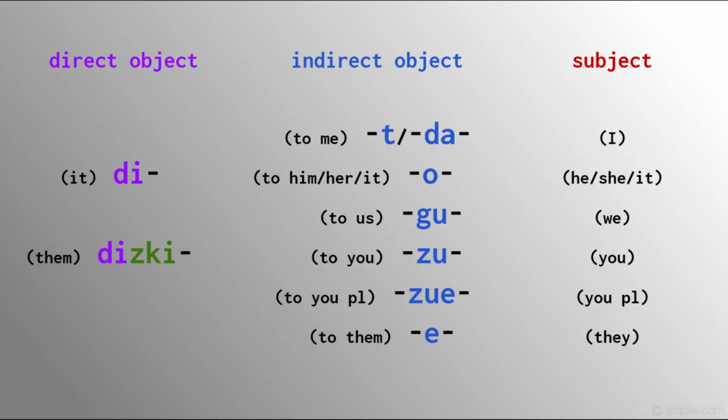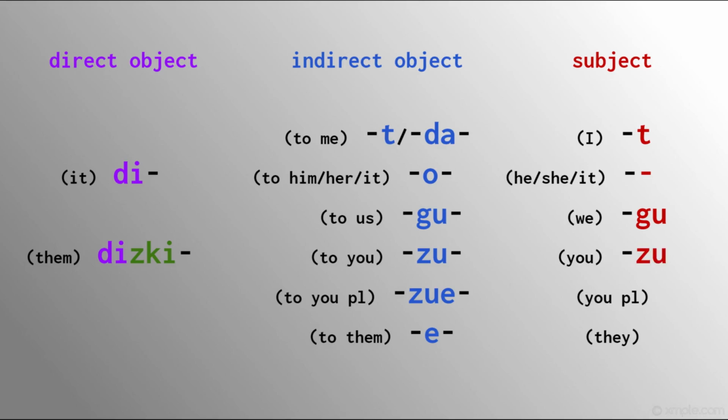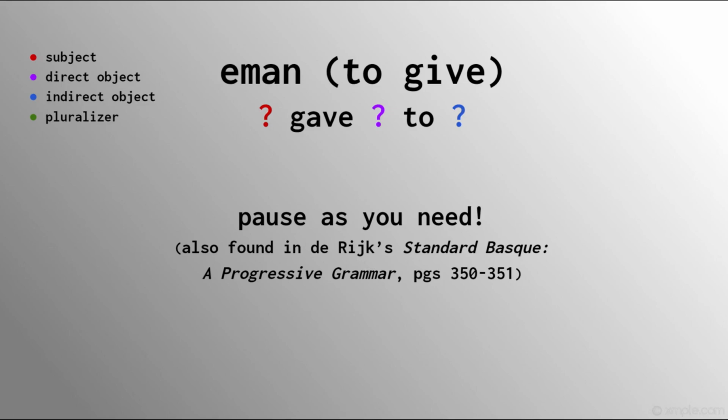So let's start over with the subject suffixes. First person singular, t, I give. Third person singular, null suffix, he, she, it gives. First person plural, gu, we give. Second person singular, zu, you give. Second person plural, zue, you plural, give. Third person plural, te, they give. So let's put them all together using the verb eman, creating a past tense.